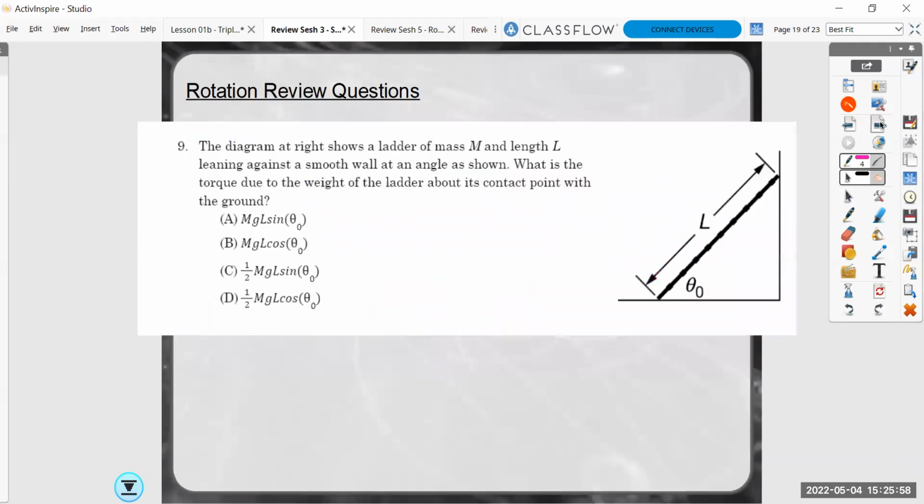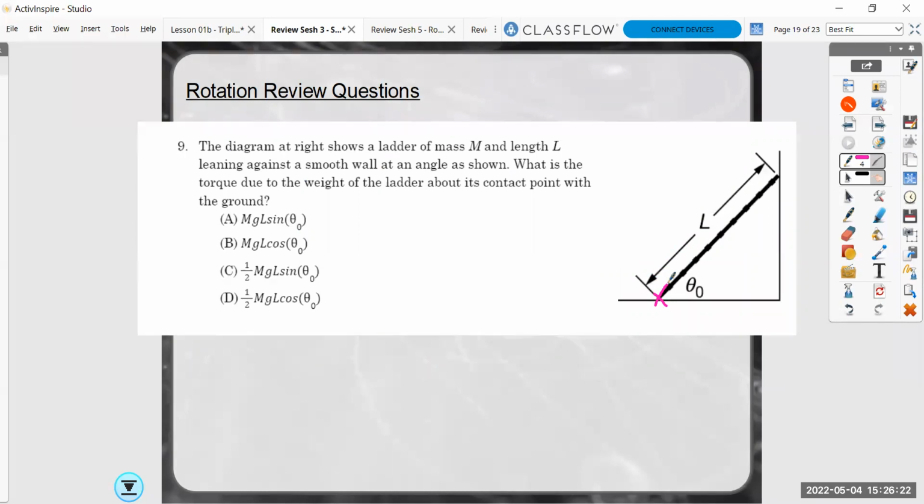All right. Couple more before we close up. Here we've got a diagram at right showing a ladder of mass m and length L. What is the torque due to the weight of the ladder about its contact point with the ground? So here we're asking for the torque from gravity. So we should draw our gravity vector. And the question is, where do we draw the gravity vector on our diagram?